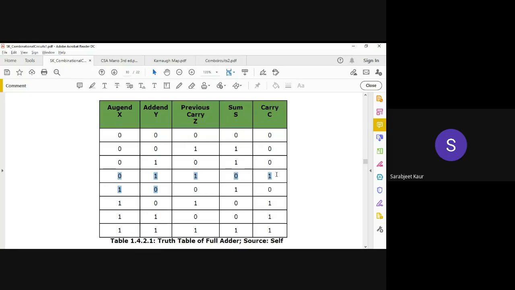Is there any problem up till now? No, ma'am. Right. So again in the next combination, there is a single one, 1, 0, 0. There is a single one, which will get us a sum of 1 and a carry of 0. Any problem? No, ma'am.